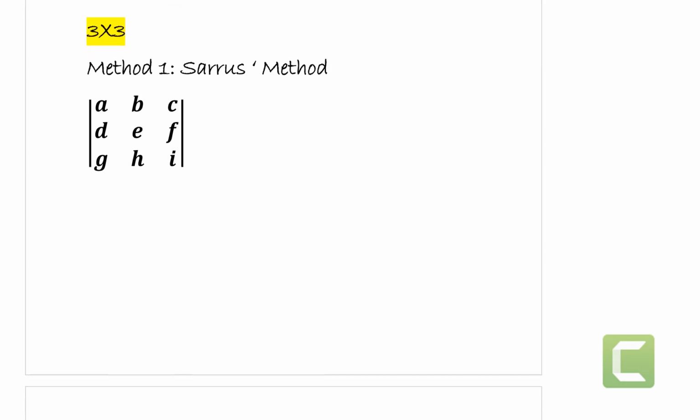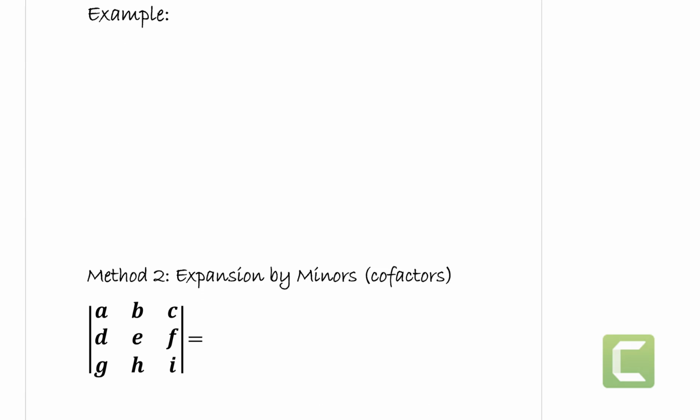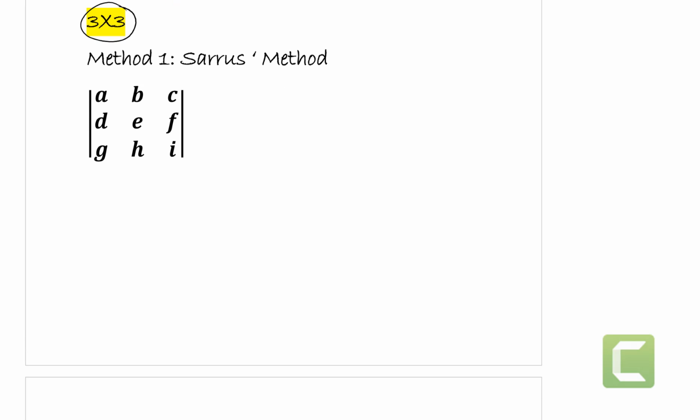Now, to calculate 3 by 3 determinants, which in general would look like A, B, C, D, E, F, G, H, I, where we have 3 rows and 3 columns, we have more than one method. So I'm going to discuss these two methods: Sarrus method, and expansion by minors or cofactors, or the general formula, the one that is usually used.